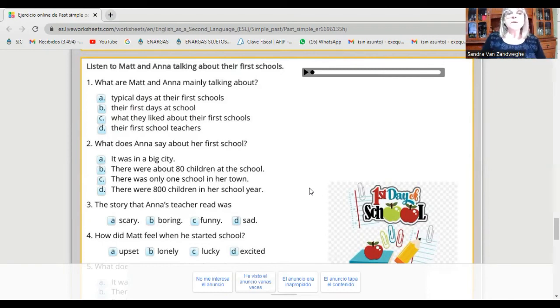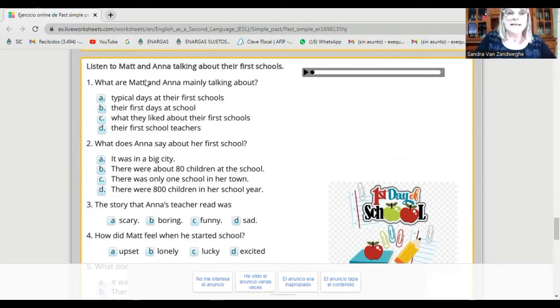Okay, now we are going to do a listening, okay? Remember, try to pay attention to the information you need, ¿sí? Traten de prestar atención a la información específica que se le pide. Por eso, antes de hacer un listening, vean las actividades, en qué cosas ustedes van a tener que poner atención, ¿sí? Bien, dice, listen to Matt and Anna talking about their first schools, ¿sí? Sobre las primeras escuelas a donde fueron Matt y Anna. Se van a estar hablando de escuelas.